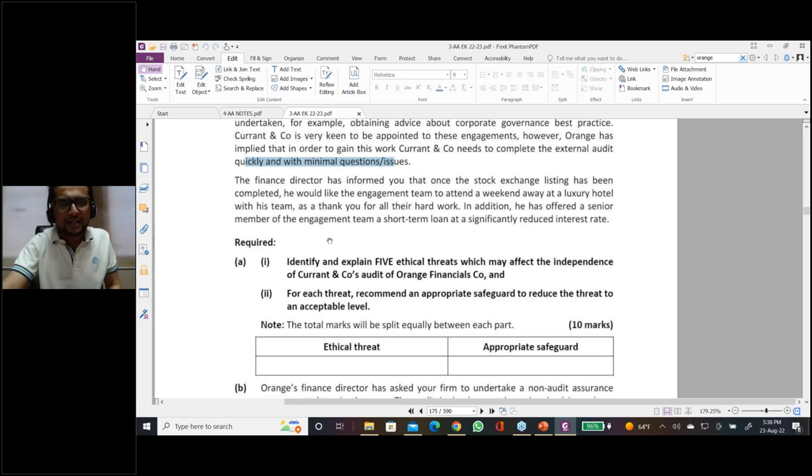In addition, he has offered a senior member of the engagement team a short-term loan at a significantly reduced interest rate. Again, a self-interest threat. The senior member of the engagement team would feel indebted and might want to pay it off. He might not be able to raise the questions.